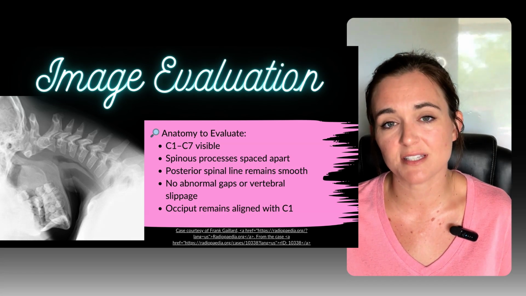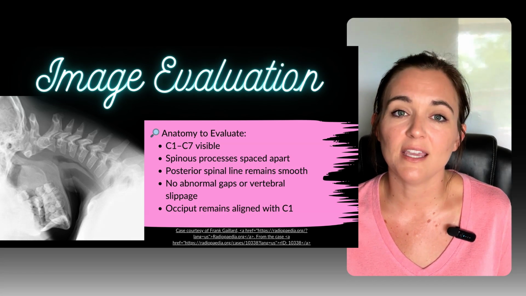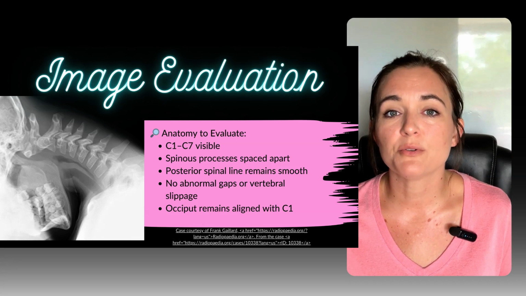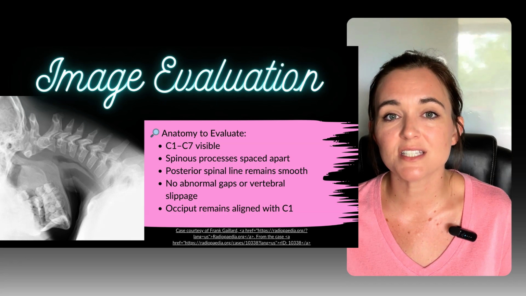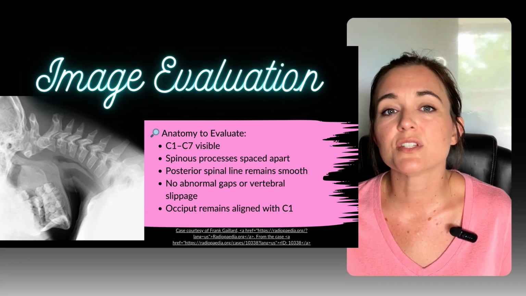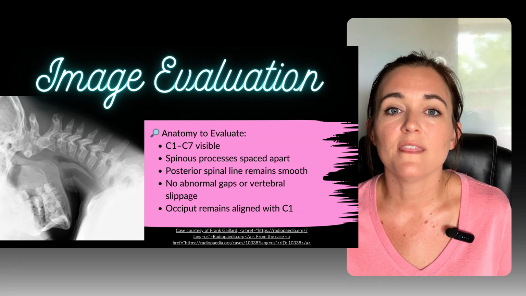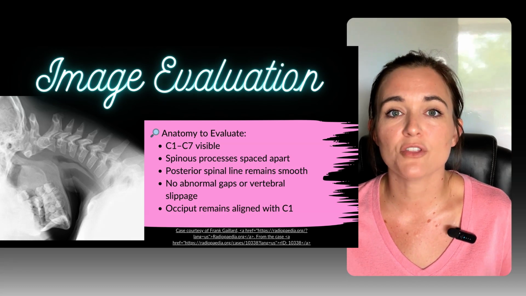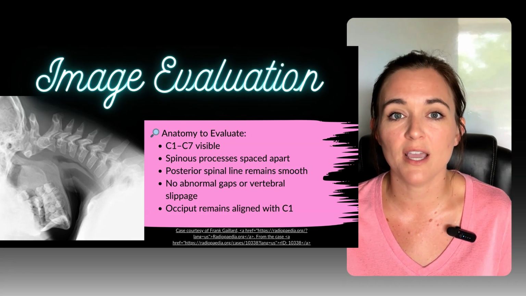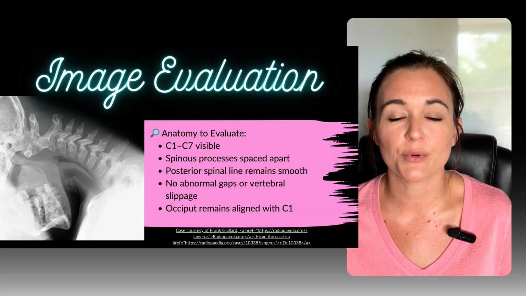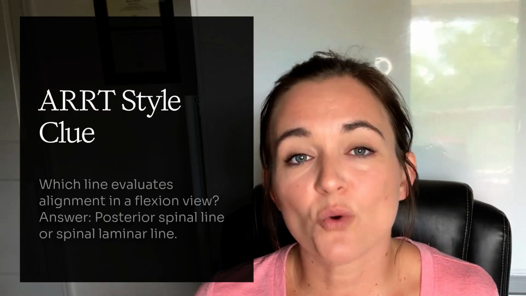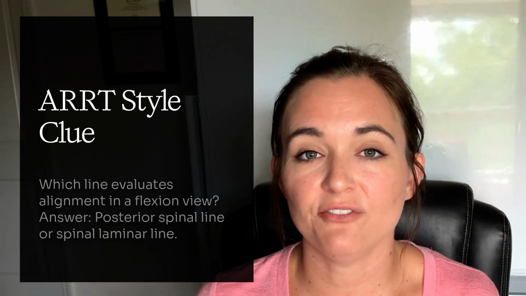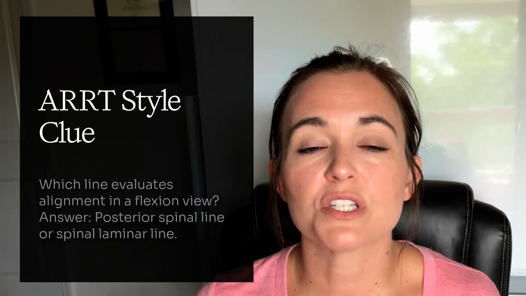This spacing tells us the spine is flexing evenly and that the ligaments are doing their job. The posterior vertebral line, also called the posterior spinal line, should still look like a smooth arc. If there's a sudden step off or kink, that could mean instability. Also, make sure the base of the skull and the occiput are aligned with C1. No slipping forward or backward. Here's an ARRT style clue. If they ask which line evaluates alignment in a flexion view, the answer is usually posterior spinal line or spinolaminar line.